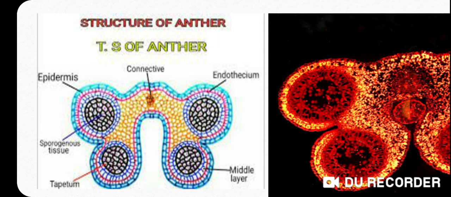The cells of the epidermis undergo anticlinal divisions, so the epidermis increases in surface area. In matured anther, the cells of the epidermis are gradually stretched and flattened. Epidermis is protective in function. The second one is endothelium.